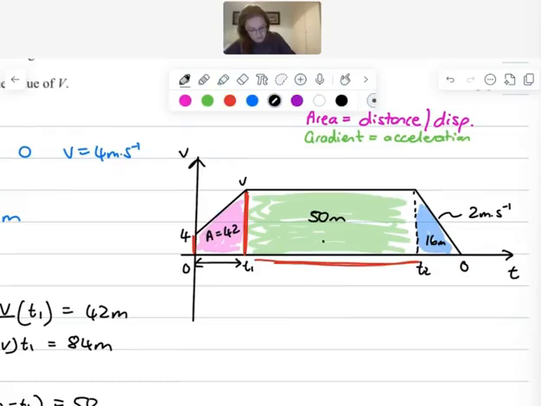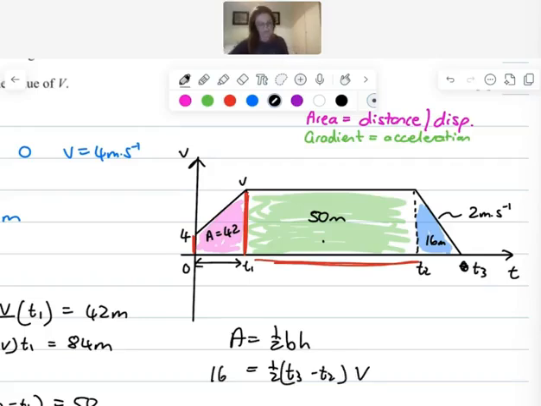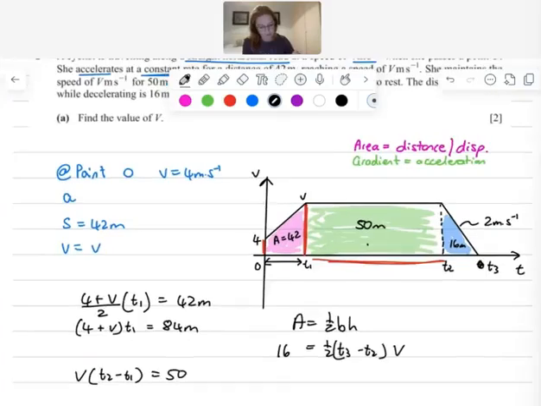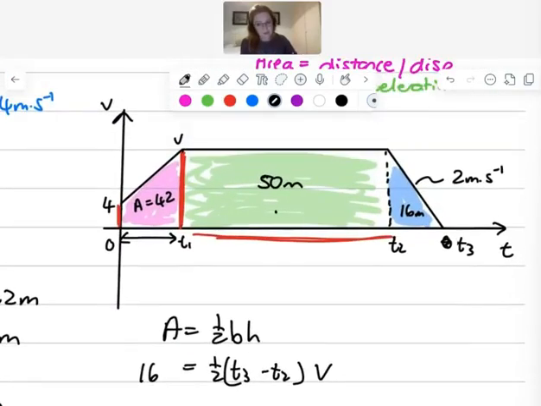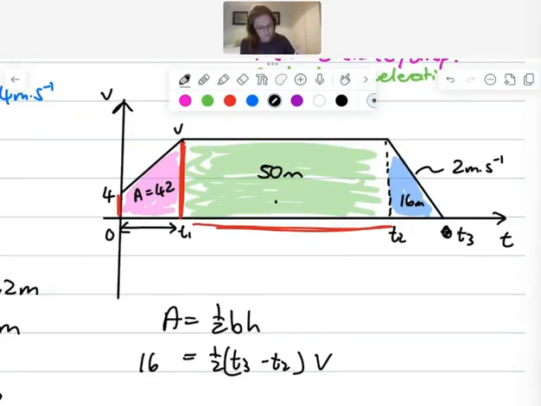Okay, my last section, let's make it blue. I've got a triangle, so my area is a half base times height. My base, we'll say, is T3 minus T2, and my height is V, and this is equal to 16. Okay, now they've also given us acceleration here, so I'm going to set up another equation with acceleration, and I hope that's going to help unlock a couple of things here. So my acceleration is 2.